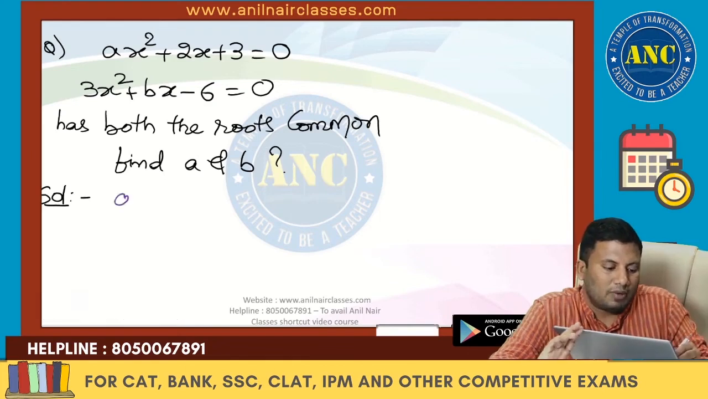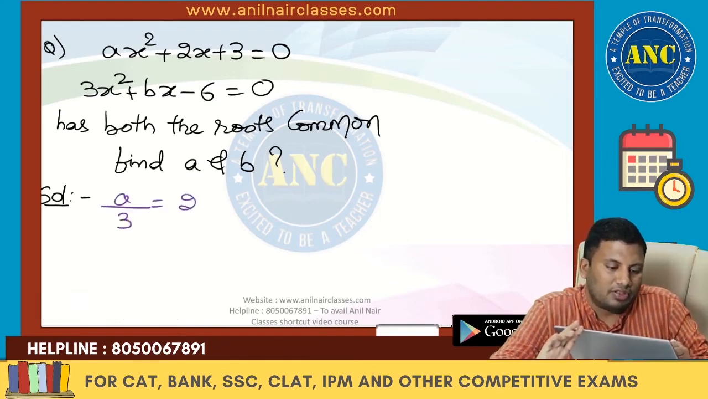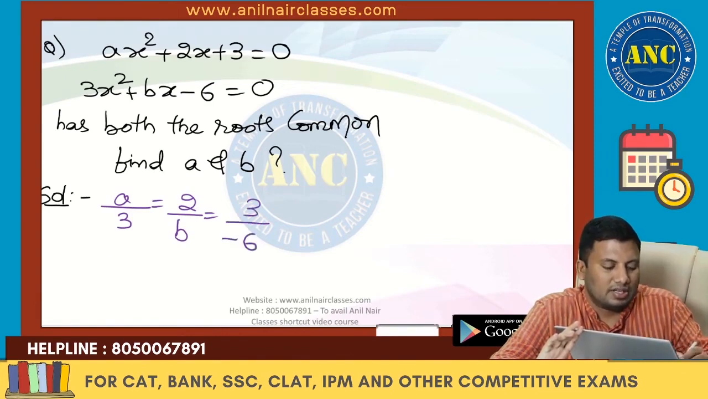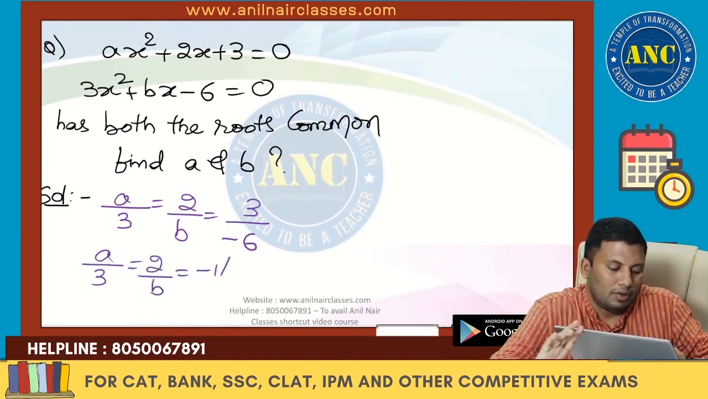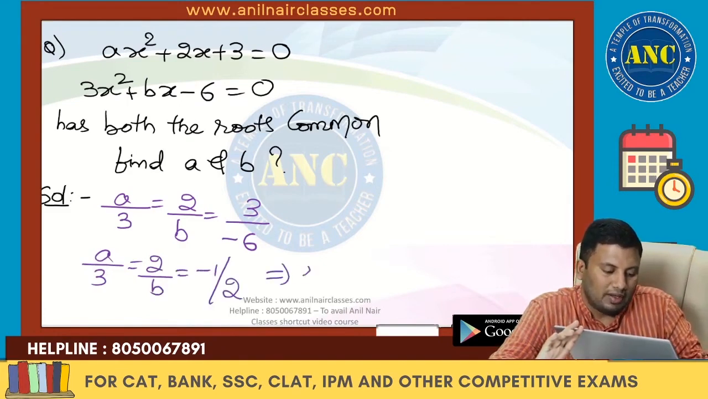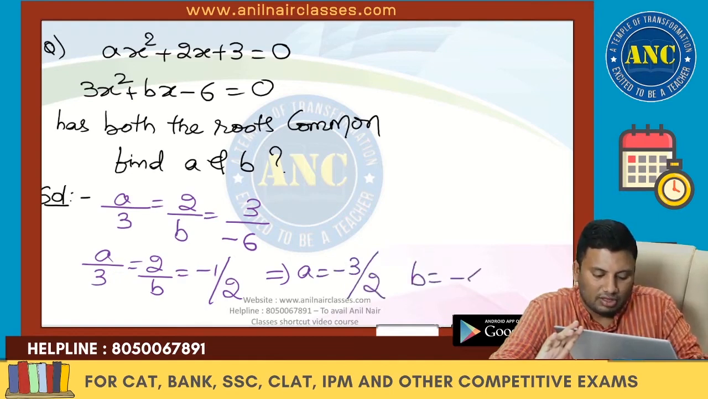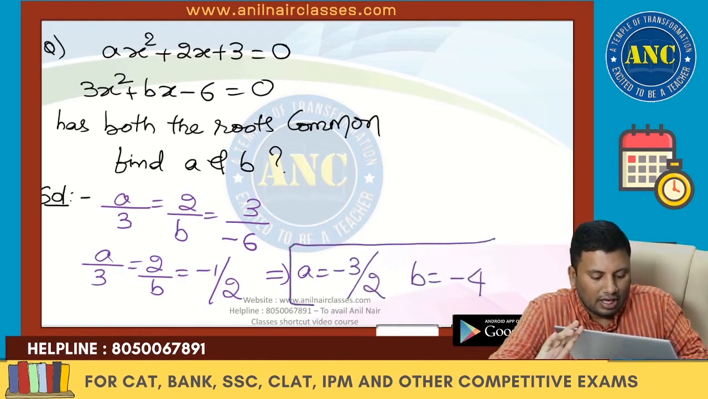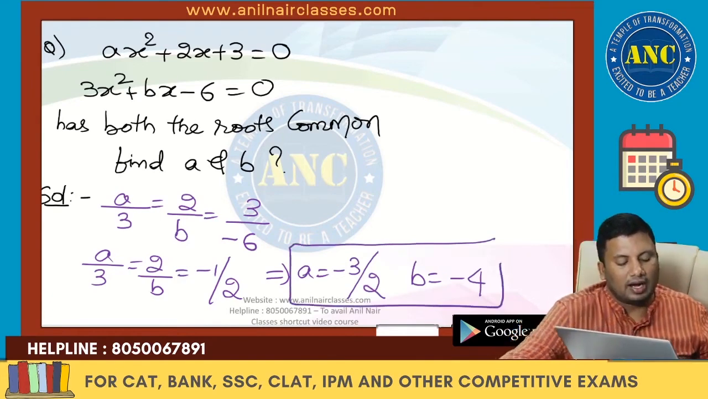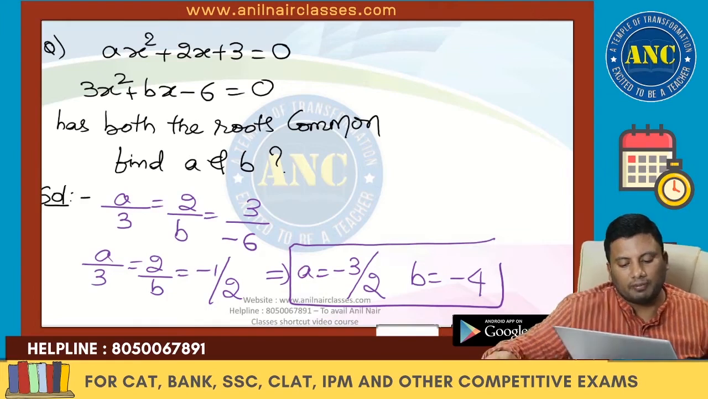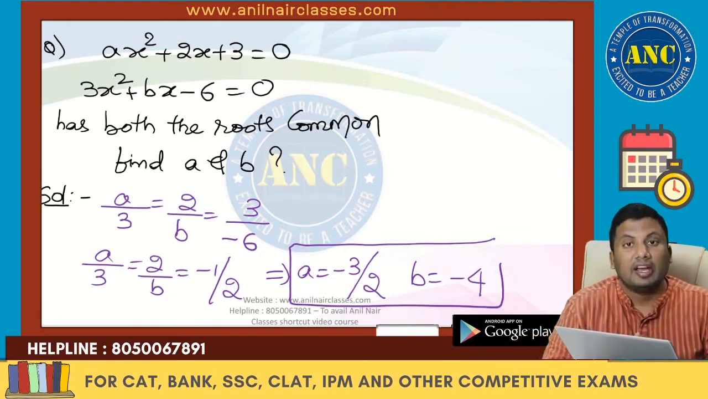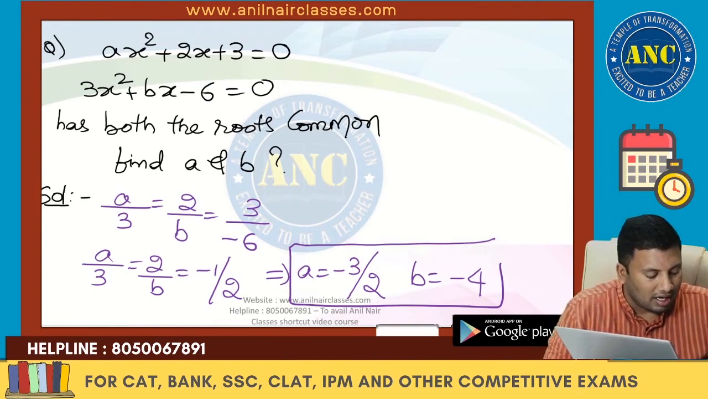Both the roots common means what will be the answer? A by 3 equivalent to 2 by b equivalent to 3 by minus 6. So a by 3 equivalent to 2 by b equivalent to minus 1 by 2. So a value is nothing but minus 3 by 2, b value is nothing but minus 4. I hope these introductory questions are clear to you.